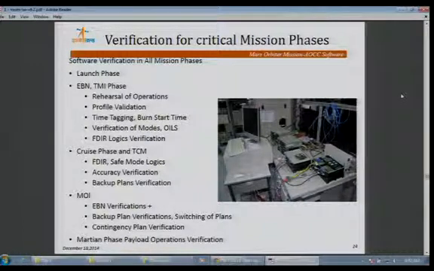During the MOI operations, in addition to the EBN plans, we had the requirement of multiple plans, Plan A and Plan B. The switching of the plans in the AOCC system was a major operational requirement, as more than one plan had to be available at a time. So we worked out how to do it and switch the plans. They were all worked out and validated. And the contingency plans which were envisaged were validated. And of course, in the Martian phase, the payload operation verifications were also carried out.